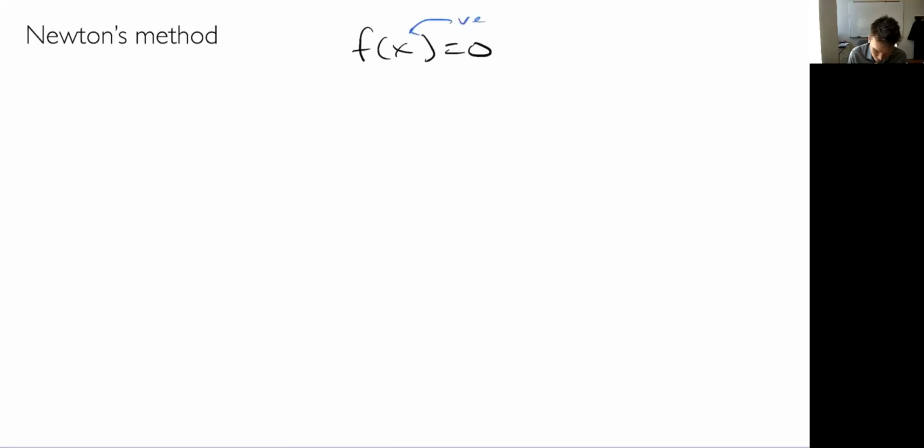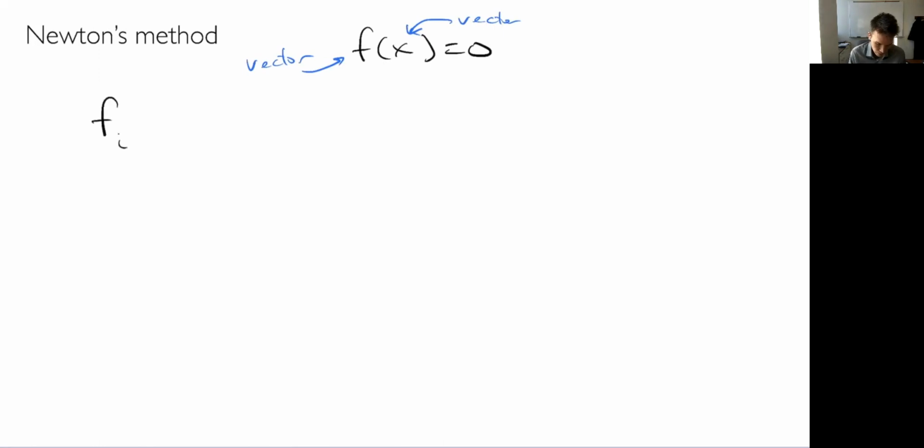x is now a vector and f is a vector. And if these are a bunch of sets of equations, then there has to be an equal number, right? If there's 5 x's, then there better be 5 f's, right? So I can solve this. I still want to figure out what the next delta x is that I should take.